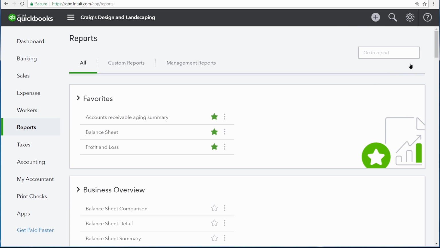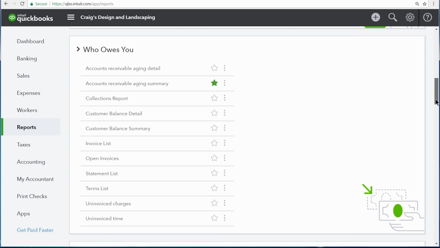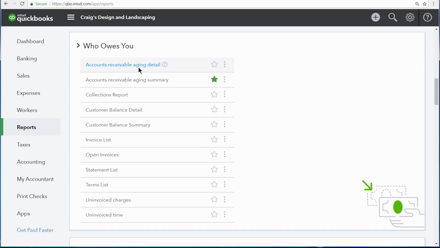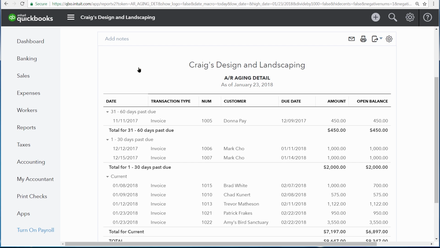Another report that's useful for tracking who owes you money and whether or not they're overdue is the Accounts Receivable Aging Detail Report. This report gives you largely the same information, but instead of being grouped by customer, it's grouped by aging period. So here you can see all of the invoices that are between 31 and 60 days overdue, as well as a total amount for those invoices. And then all the invoices that are 1 to 30 days past due, and a subtotal for those invoices, and then the invoices that are current.